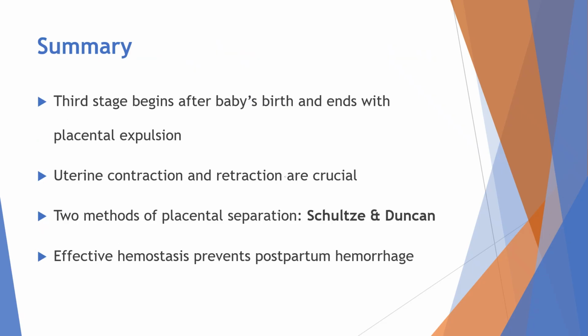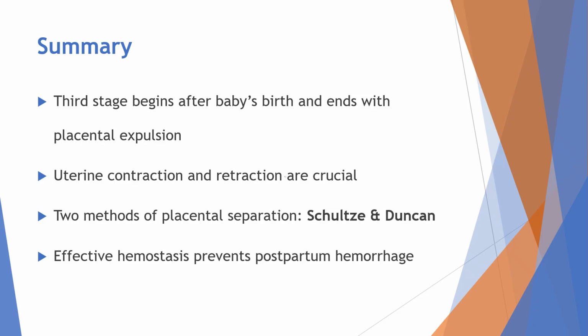Hello, students. Let us now summarize what we have learned about the third stage of labor. The third stage begins immediately after the birth of the baby and ends with the complete expulsion of the placenta and membranes. Although it is a short stage, it is very important because many complications can occur if it is not managed properly. Uterine contraction and retraction are the key processes during this stage. They help in placental separation, expulsion of the placenta, and control of bleeding.